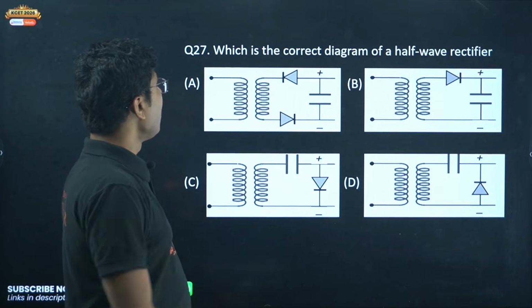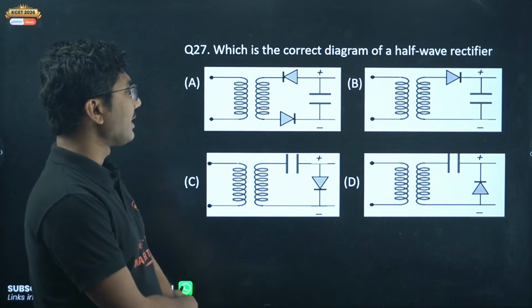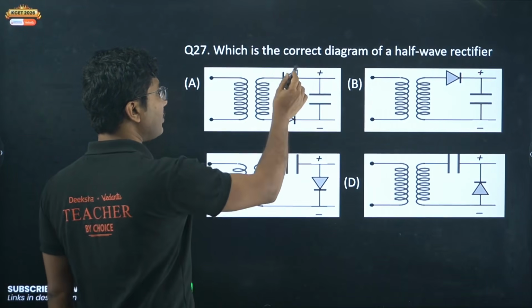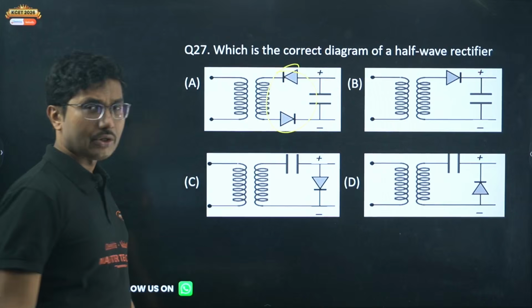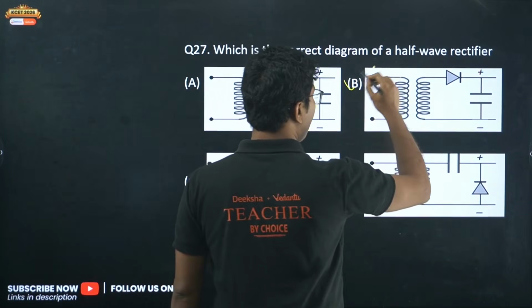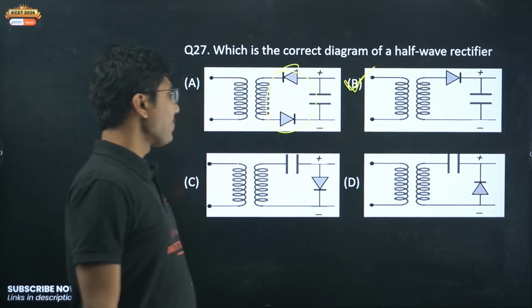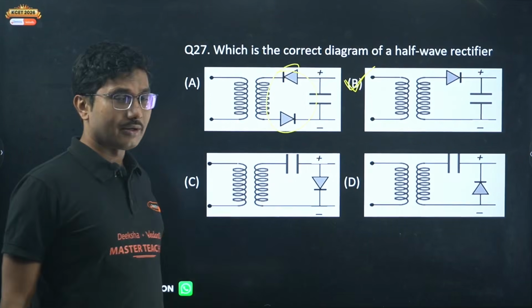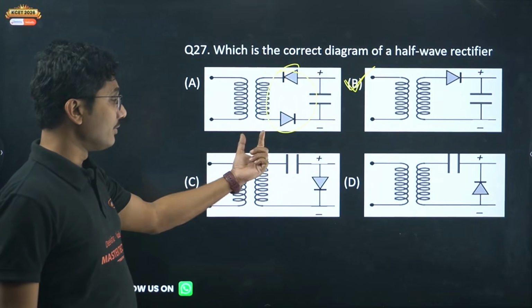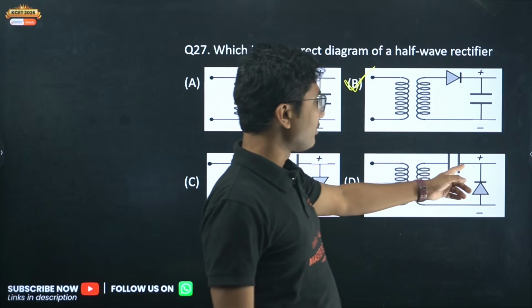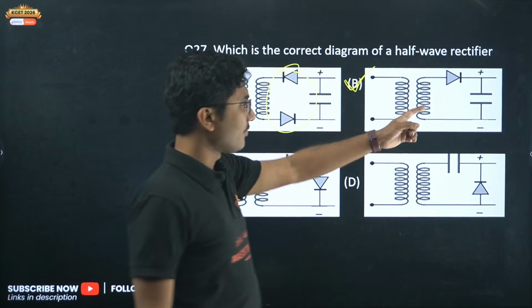Next question. Which is the correct diagram of a half wave rectifier? If you see here, we have 2 diodes. Obviously 2 diodes are not required for a half wave rectifier. This is the correct diagram for a half wave rectifier. Here we are disconnecting the capacitor, so this cannot be a half wave rectifier. This also cannot be a half wave rectifier. The half wave rectifier is this.